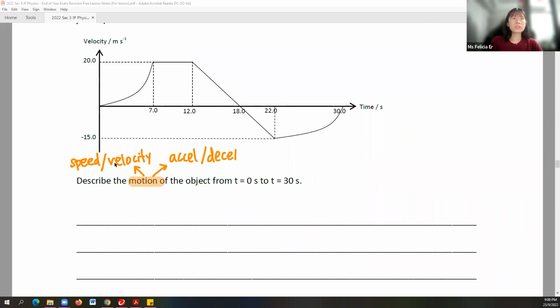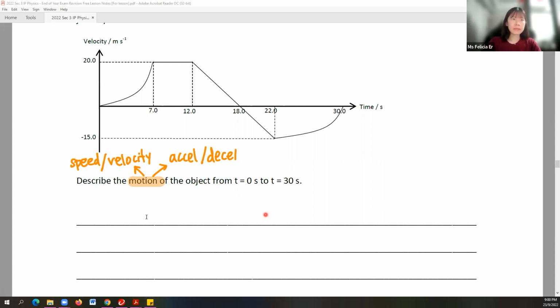Whenever you describe motion, if you can write both, try to write both speed and acceleration. Because if they give you a displacement time graph, you can only tell the velocity. That's why if it's a displacement time graph, you don't write acceleration, you just write velocity. Have you written this in? Write it in.